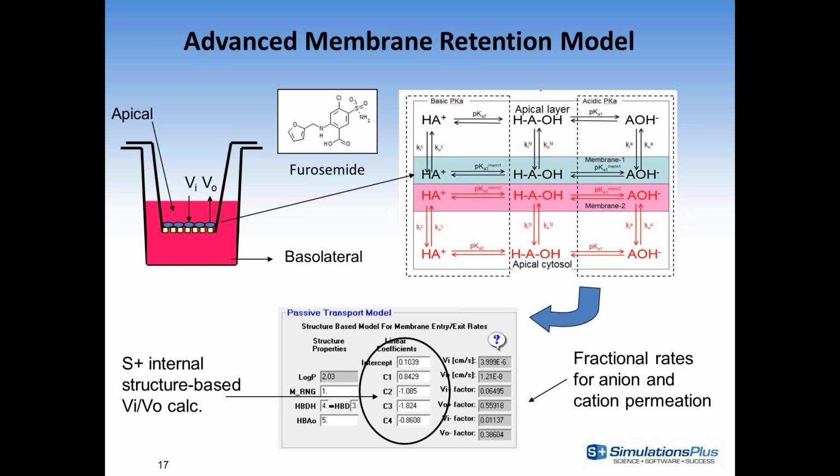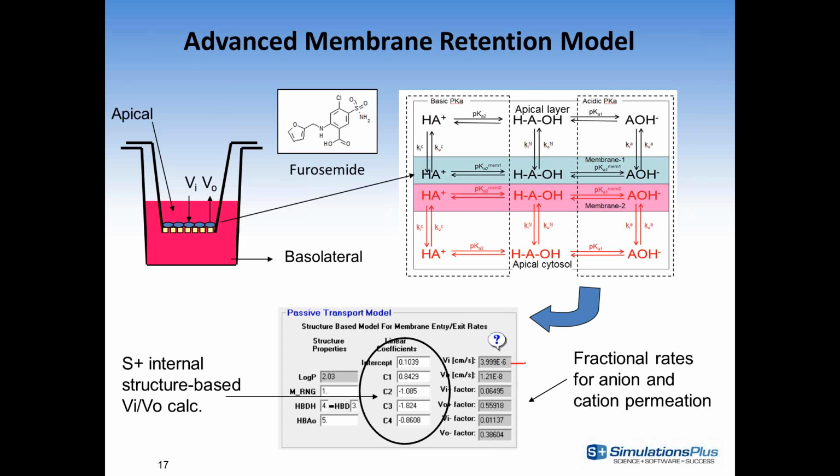This is a pretty sophisticated calculation that's done for the partitioning. And you can see that the ionization of the molecule is really important. So we're going to not only calculate the rate of entry and exit for the unionized species, but we're also going to be doing a calculation for the similar entry and exit rates for the cationic and the anionic species as a fraction of these initial neutral species rates.